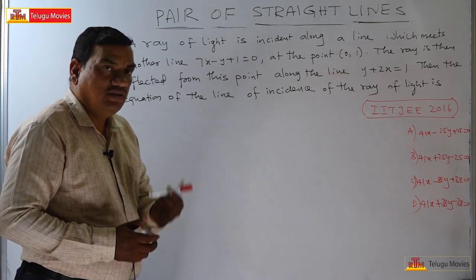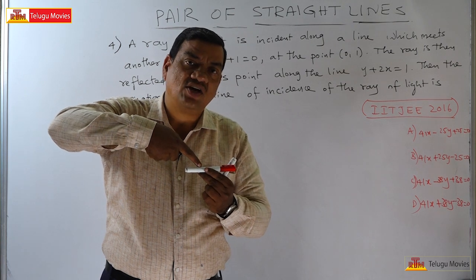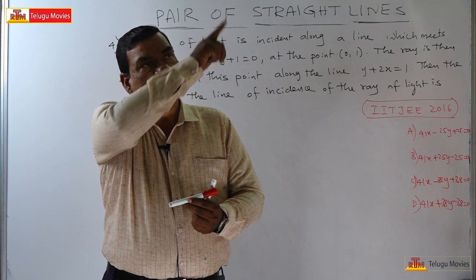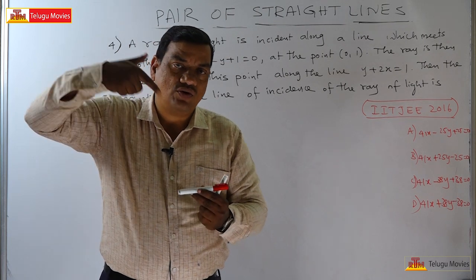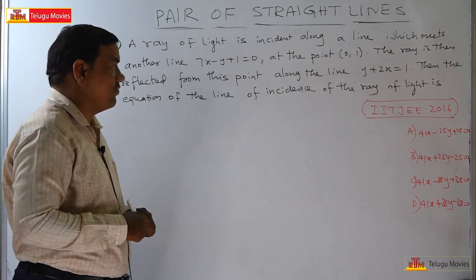So, there is a line. One line came as an incident ray and it is reflected. The equation of the reflected ray is given. We have to find out the equation of the incident ray. Very easy. The question is very clear now.